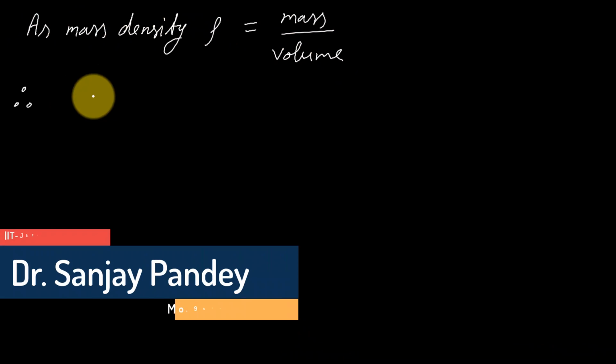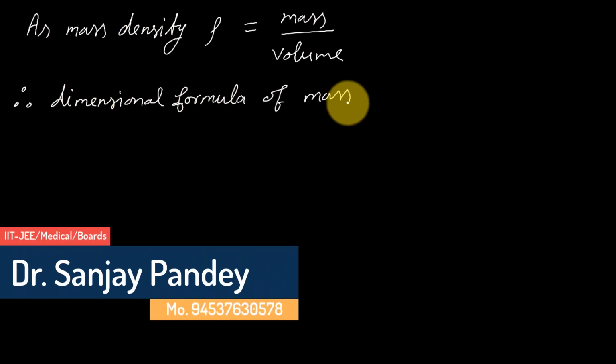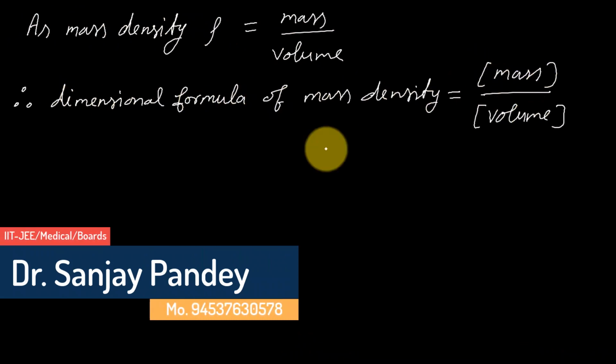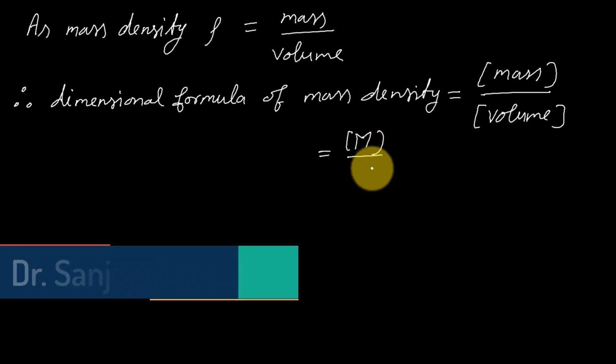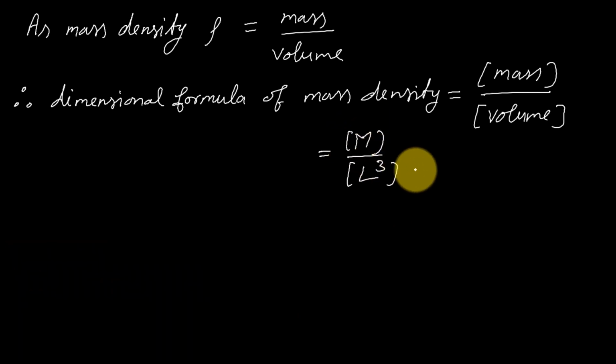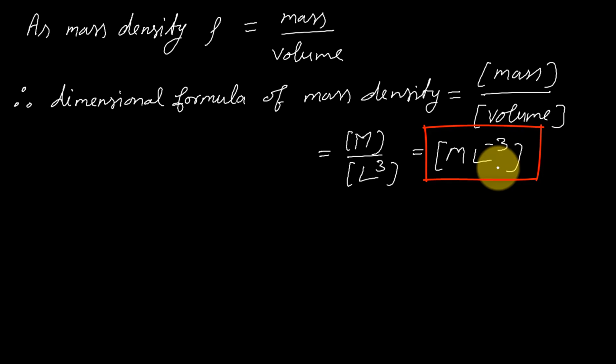As mass density rho is equal to mass upon volume, therefore the dimensional formula of mass density is mass upon volume, which is equal to capital M upon L^3. L cube is the dimensional formula of volume. It is equal to ML^-3. That is, the dimensional formula of mass density is ML^-3.